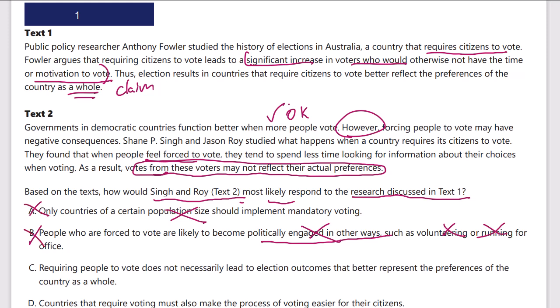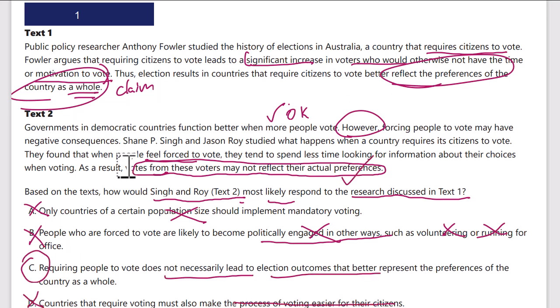C, requiring people to vote does not necessarily lead to election outcomes that better represent the preferences of the country as a whole. Text 1 did say that when everybody votes, it better reflects the preferences of the country as a whole. That was part of the claim. Text 2 says when people are required to vote, they may not vote based on their actual preference, which blows up the conclusion of text 1 that the country as a whole, their preferences are better reflected. No, that wouldn't be the case. So C would be the right answer. Requiring people to vote does not necessarily lead to election outcomes that better represent the preferences of the country as a whole, the claim from text 1. That's what text 2 would say.